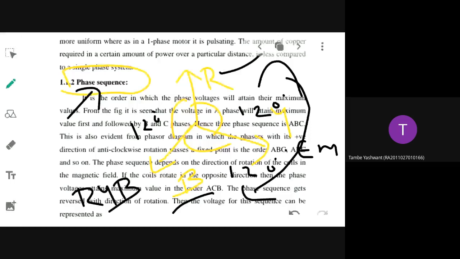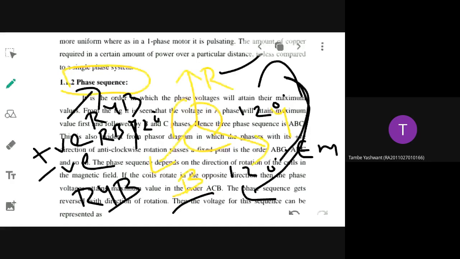So this way there are two sequences, one is positive sequence and one is negative sequence, that is RYB and RBY. Okay, understood? One is in clockwise direction and one is in anti-clockwise direction. If this is in clockwise direction, this will be in anti-clockwise direction. Understood what is the meaning of phase sequence? So what do you mean by phase sequence?